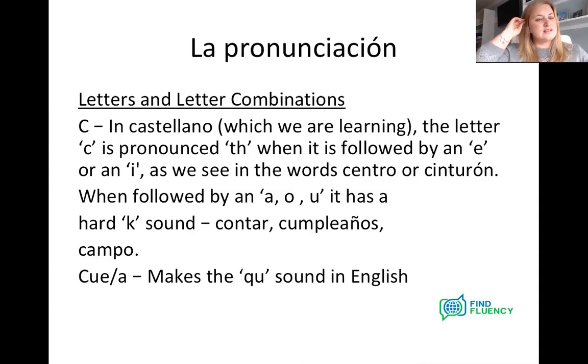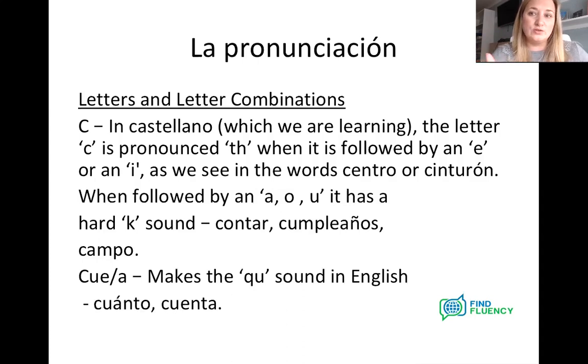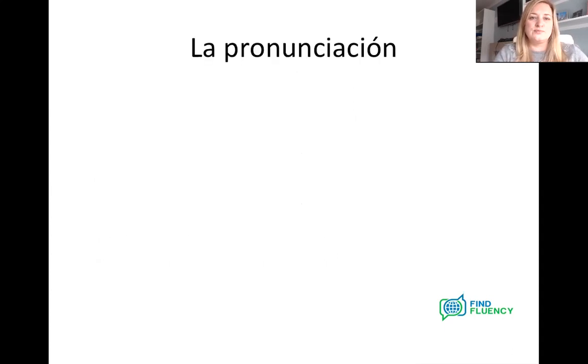So finally, with the letter C, we need to be aware that C-U-E and C-U-A make a qu sound. Q-U in Spanish don't make qu. It's C-U-E and C-U-A that make that sound, okay? Examples of that: cuánto, or cuántos años tienes, we've seen, and la cuenta, por favor, the bill, please. So cuánto, cuenta, C-U-E, C-U-A, qu sound, not Q-U. And we'll come to Q-U.